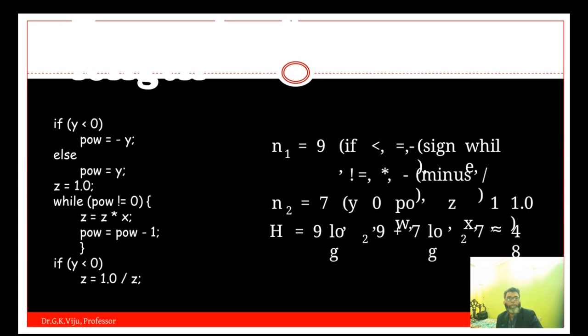See here an example for Halstead software metrics. Here a program section is given: if y less than 0, power equal to minus y, else power equal to y, z equal to 1.0, while power not equal to 0, z equal to z star x, power equal to power minus 1, closing brace, if y less than 0, z equal to 1 divided by z. So here the value for n1 is 9.